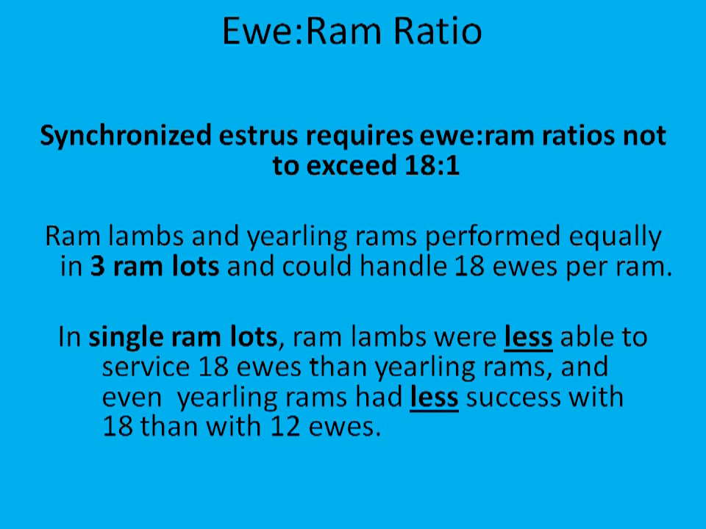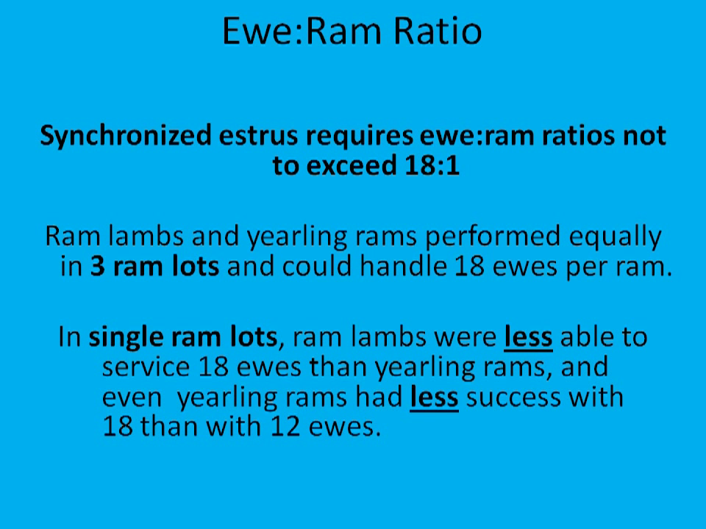But we looked at this in different ways. The first experiment, we did 6, 9, or 12 ewes per ram. With 12 ewes per ram, 80% of the ewes lambed. With 9, 82%. And with 6, 84%. Well, that's a nice linear response, but it's not different, 80 to 84. So we then said we can go up to a higher level.